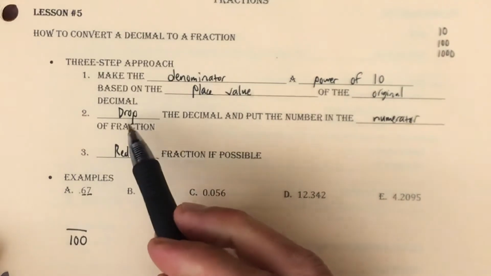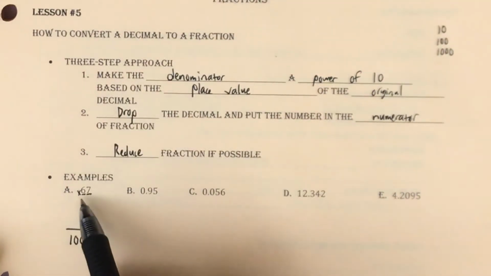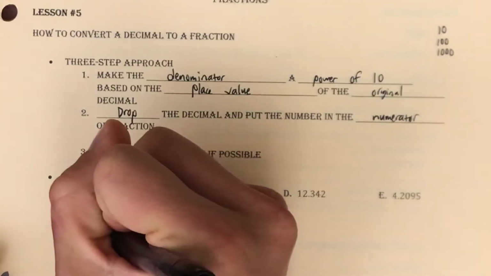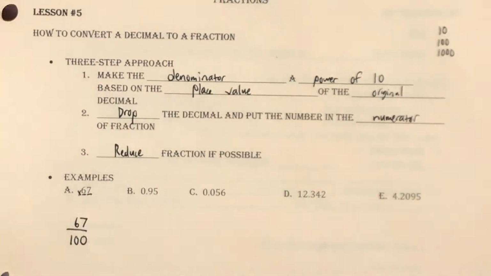Then second thing, I'm going to get rid of my decimal point, so get rid of that, and I'm going to take the number that's left, which is 67, and I'm going to place that into the numerator, so 67 over 100. Last step, I need to reduce the fraction if possible. So here's where we're going through those lists again and figuring out, right, are there any factors that they have in common that are larger than 1, right, and what's the biggest one that they have in common?